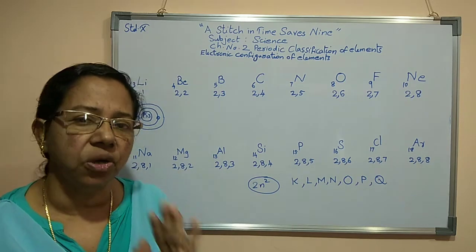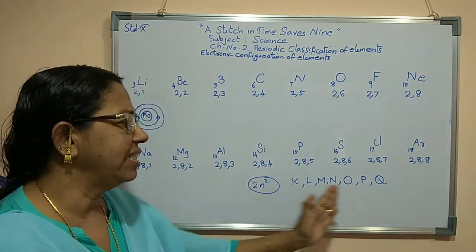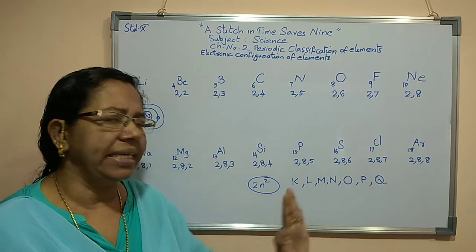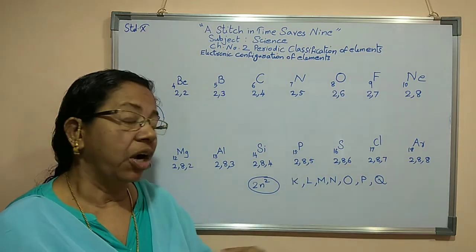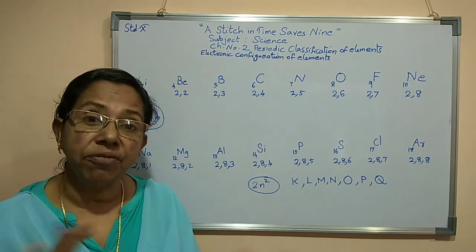Total 7 periods only. So here I mentioned 7 periods, but in all these periods or all these orbits, how many elements are coming? That much idea is required. That also does not need to be learned by heart.